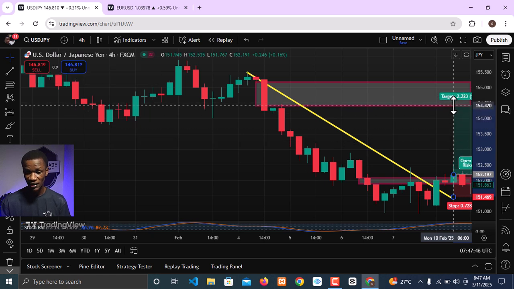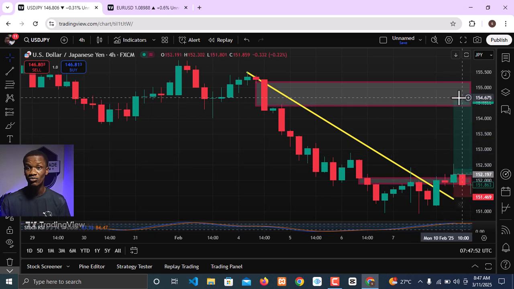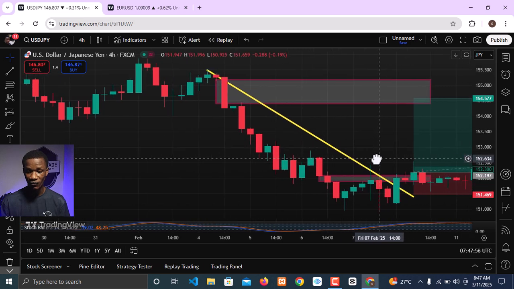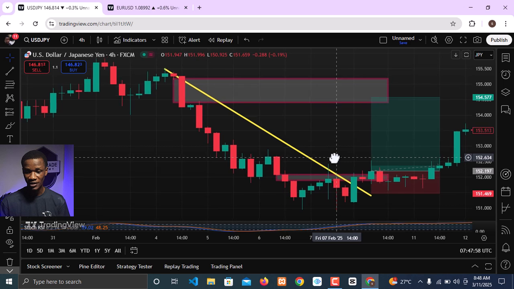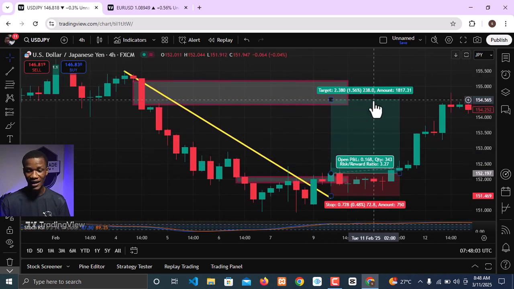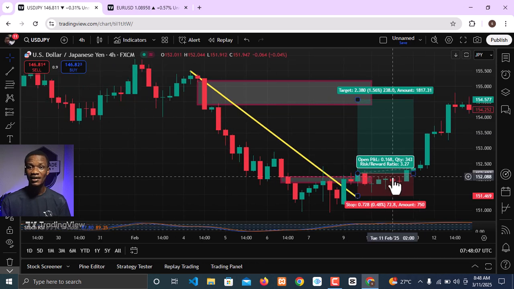So I will move this into this very area, and a 1 to 2 risk reward ratio is a guarantee for the market moving upward. So if you look at how the market goes, you see the market begin to form. We see this very movement in the market, and then you see the market hit our target right at this very point.